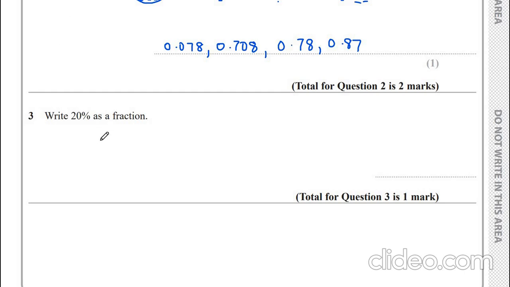20% as a fraction, so that will be 20 over 100. Simplify that, you get 2 over 10 by dividing by 10. And then if you start to divide by 2, you get your simplest fraction, 1/5.